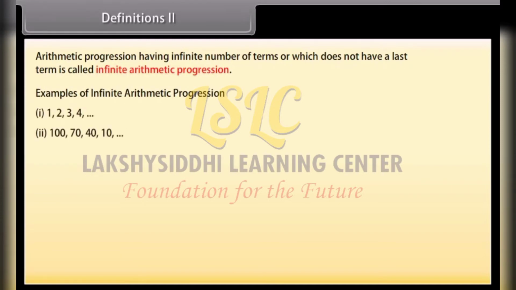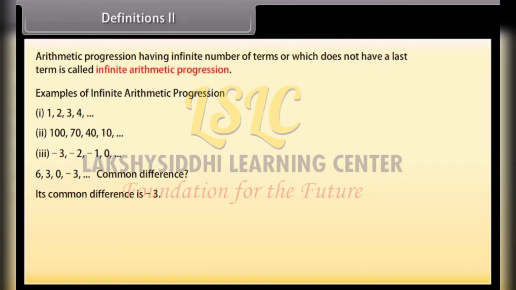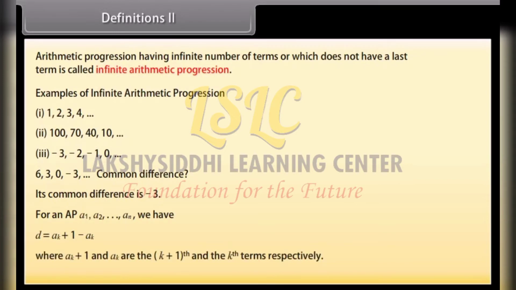Look at this sequence now. Can you tell its common difference? Yes, you're right. Its common difference is minus 3. In general, for an AP, A1, A2, and so on till AN, we have D as AK plus 1 minus AK, where AK plus 1 and AK are the (K plus 1)th and the kth terms respectively.